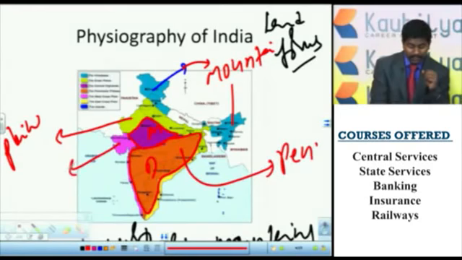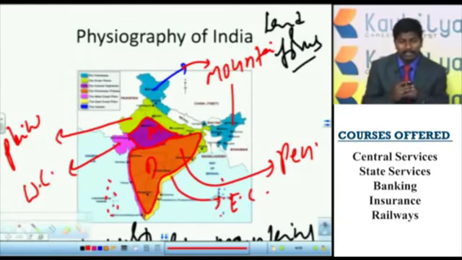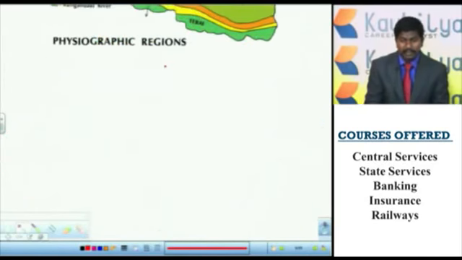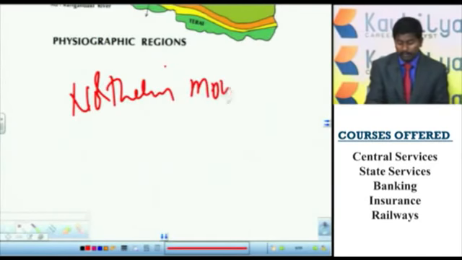Then this is the west coastal plains, and this yellow color is the east coastal plains, and these are the islands in the Bay of Bengal, and these are the islands in the Arabian Sea. So these are the last and 5th physiographic division of India. Clear? So then coming to the first physiographic division, that is the northern mountains of India.